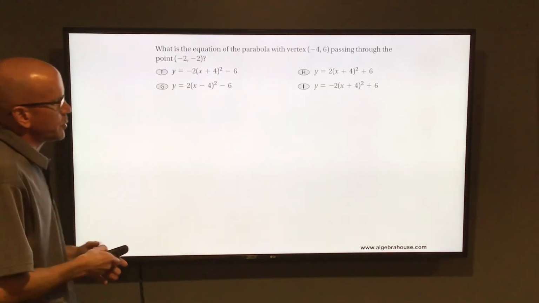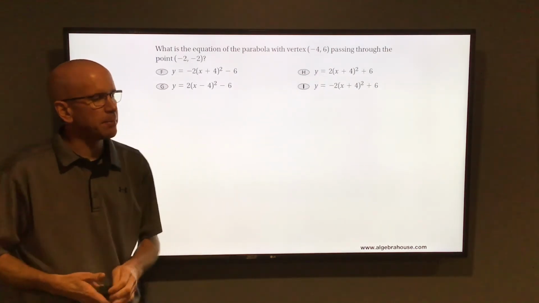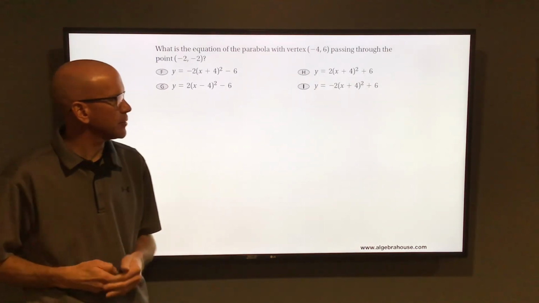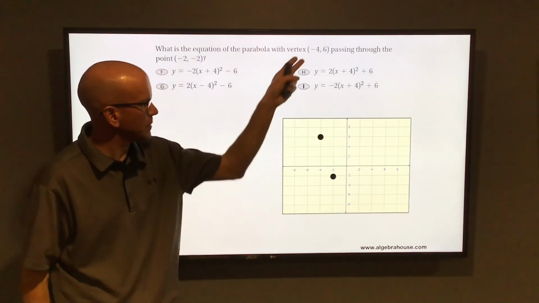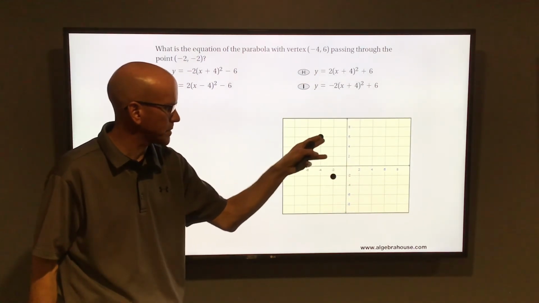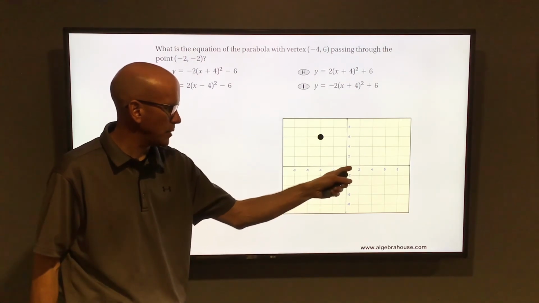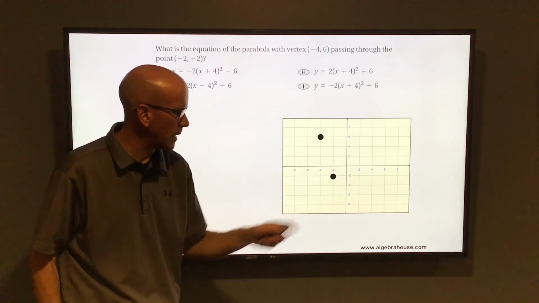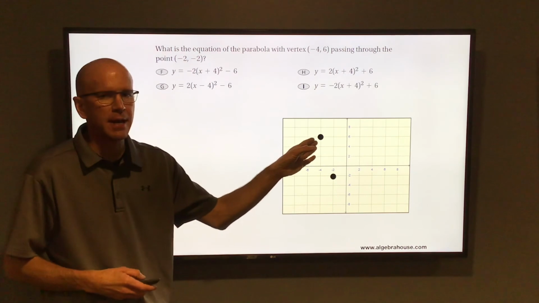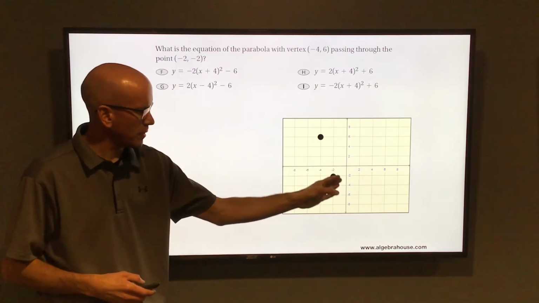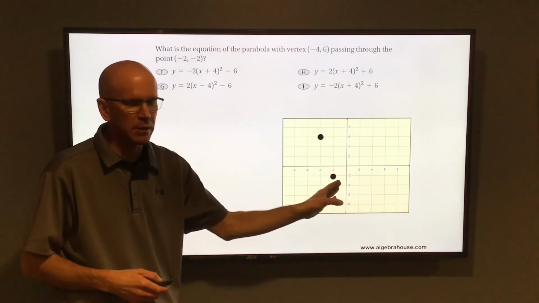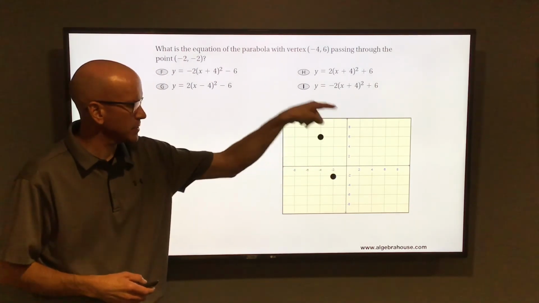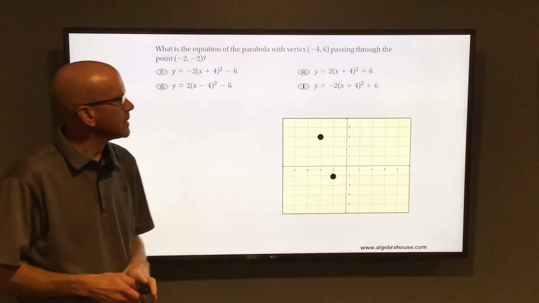What is the equation of the parabola with the vertex of negative 4, 6 and passing through the point negative 2, negative 2? Well, you put those down, take a look at them, see where they're at. The vertex is the top point, that's negative 4, 6, go to the left 4 and up 6. And the other point on the parabola is negative 2, go to the left 2 and down 2. So you can see that vertex is the top point, and another point on the parabola is below that. That means the parabola has to open downward. Keep that in mind.